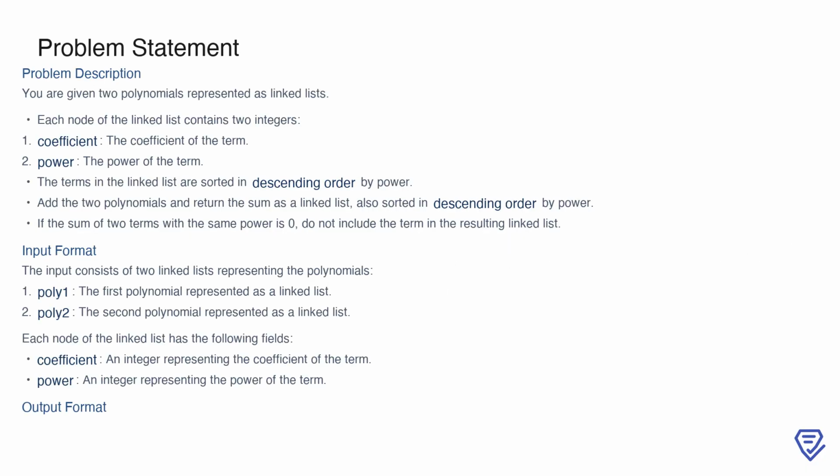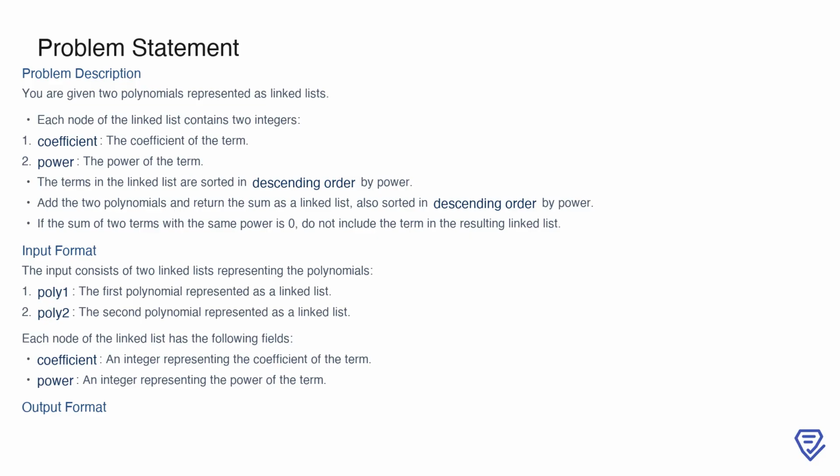In this problem, we are working with polynomials represented as linked lists. Each node in the linked list contains two key pieces of information: the coefficient of a term and the power of that term. These terms are ordered in descending order by their power, meaning the highest powered term appears first. Our task is to add two such polynomials together, combining like terms where the powers match, and return the resulting polynomial as a new linked list. This result must also maintain the descending order of powers.